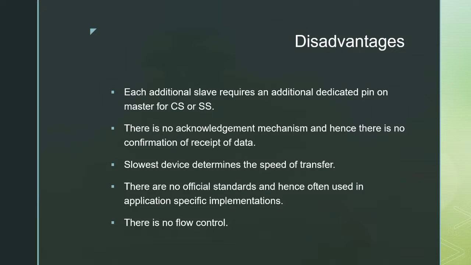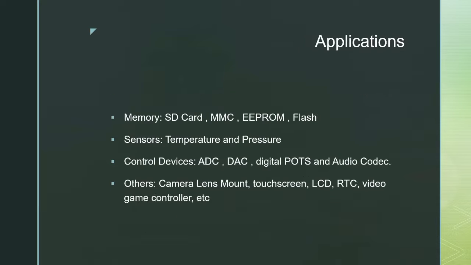Disadvantages. Each additional slave requires an additional dedicated pin on master for CS or SS. There is no acknowledgement mechanism and hence there is no confirmation of receipt of data. Slowest device determines the speed of transfer. There are no official standards and hence often used in application specific implementations. There is no flow control.